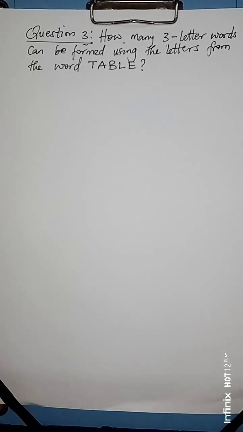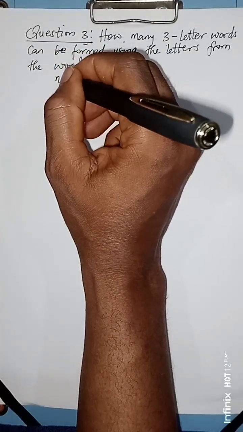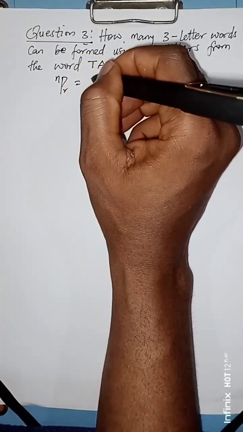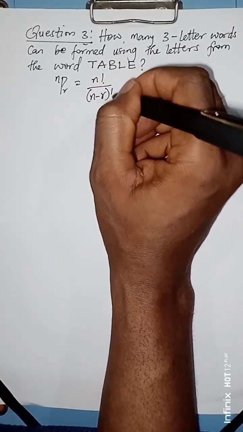Now let's look at question number 3. How many 3-letter words can be formed using the letters from the word TABLE? Now, how do we solve this question? The same way we've been solving the others, applying the permutation formula, nPr equal to n factorial, and then you have (n minus r) factorial.